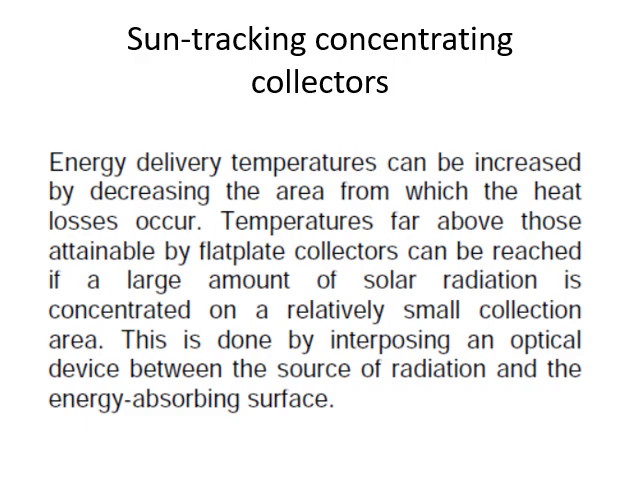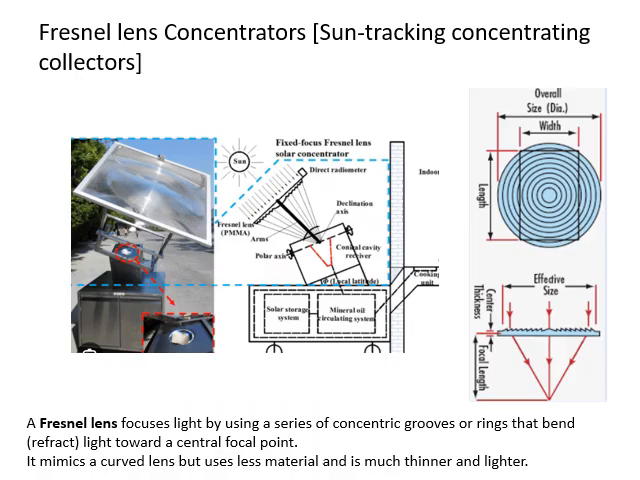And how can we do that in a small collection area? When we are adding an optical device between the source of radiation and the energy absorbing surface. So that means the energy absorbing surface will always be pointing toward the source of radiation, that is the sun. Now we start with the sun tracking concentrator collectors, and I'm going to talk about the Fresnel lens concentrator at the beginning. The concept is very much like the lens we all know, like we can concentrate the sunlight with a small lens, and if we want, we can set the fire also because the temperature will be so high, right?